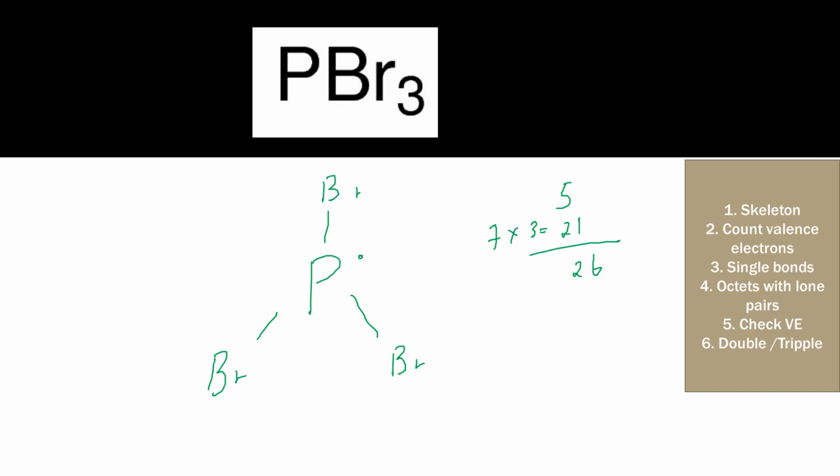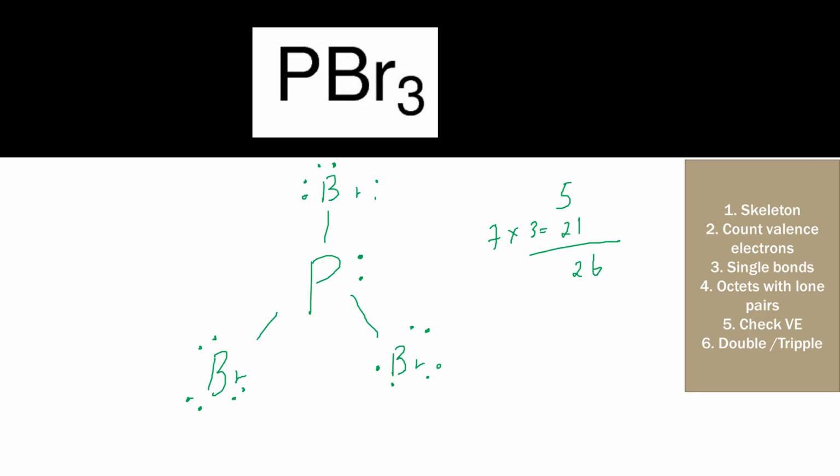So we put them here. So bromine, what happened? Bromine has 2 here, 2 here, 2 here. Therefore we need 2, 4, 6, 8. 2, 4, 6, 8. 2, 4, 6, 8.